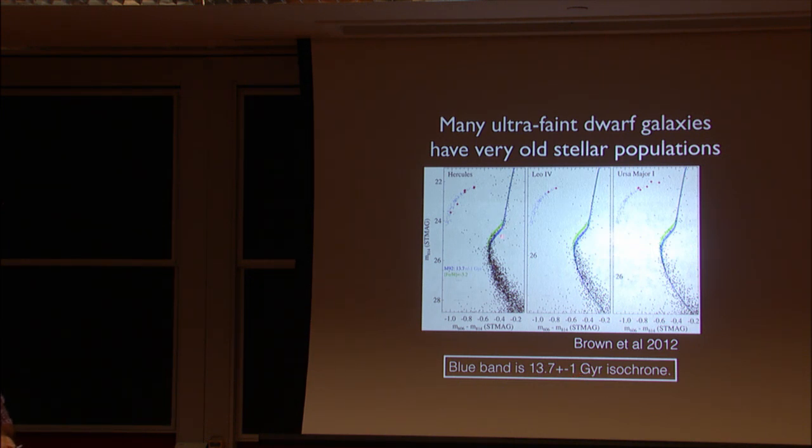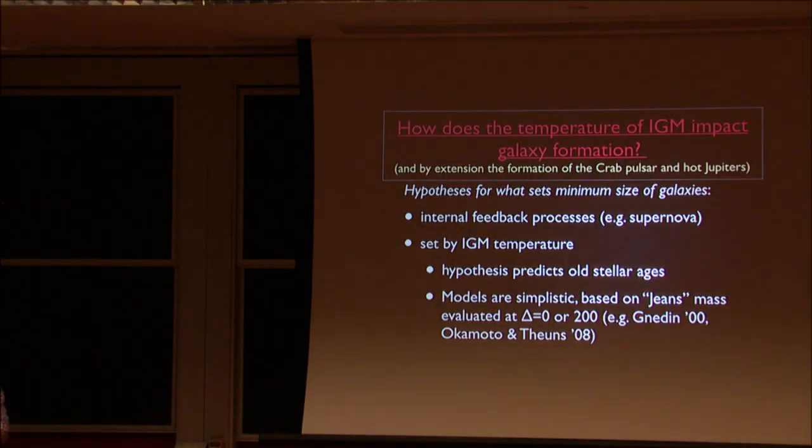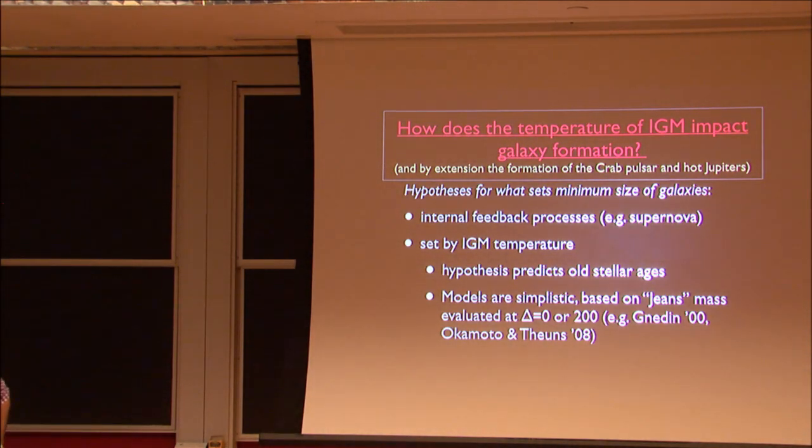And we don't see a lot of stars, but it looks like there's a rollover around. So they're consistent with being the age of the universe for some of these galaxies. And so there are two hypotheses for what sets the minimum mass of galaxies. One of the hypotheses is that it's internal feedback processes, so supernovae or winds from stars. And the other hypothesis is that it's set by the temperature of the intergalactic medium.